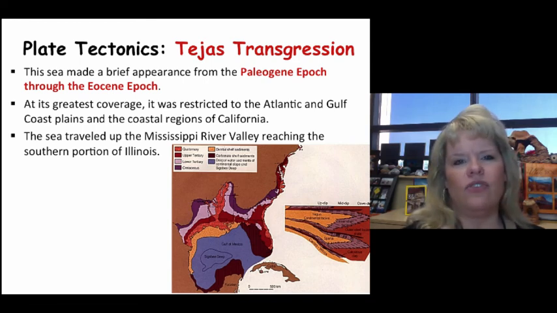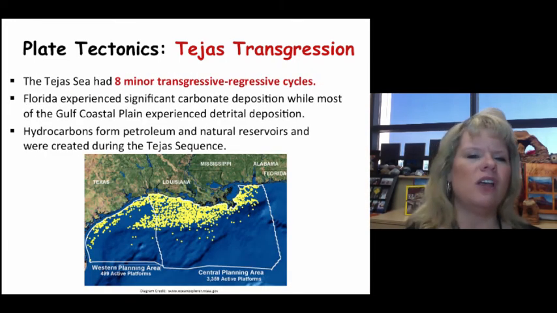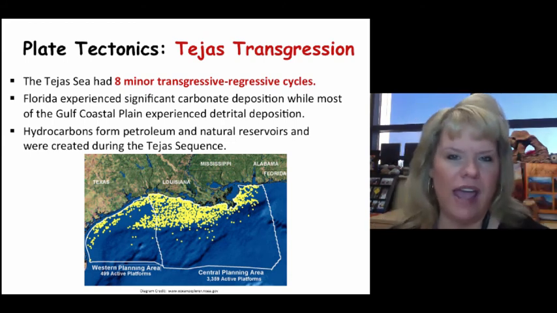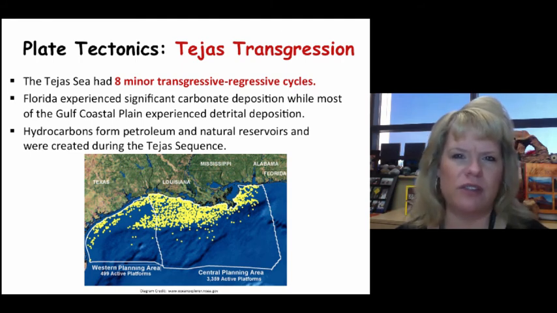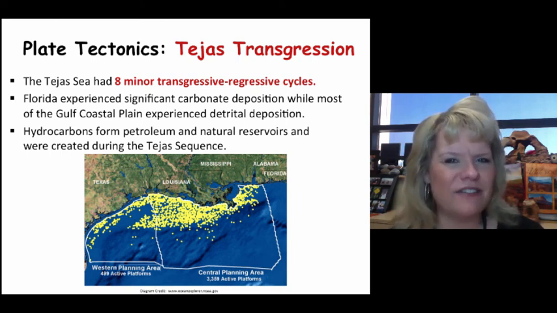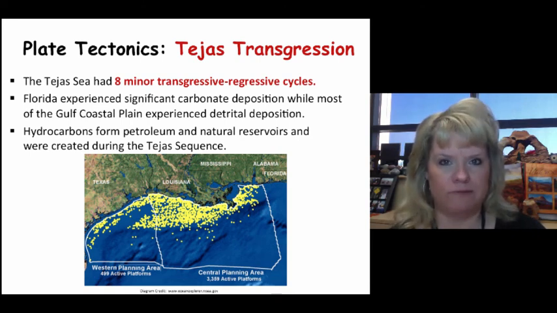Beyond that, there's minimal Tejas Transgression rocks, so let's talk a little bit about the importance of these rock layers. This is really worthy test question stuff. There were 8 minor transgressive regressive cycles within the Tejas. This is so important because the sea level would slightly rise and fall 8 consecutive times. It would leave behind this remarkable set of rock record.